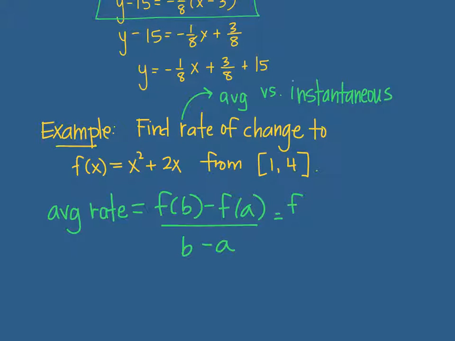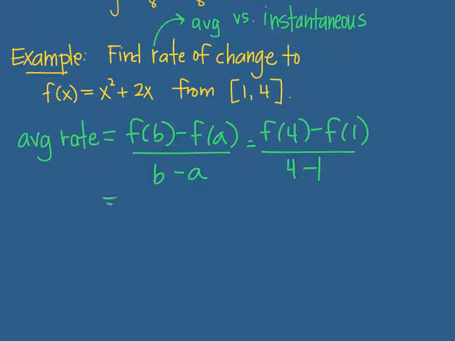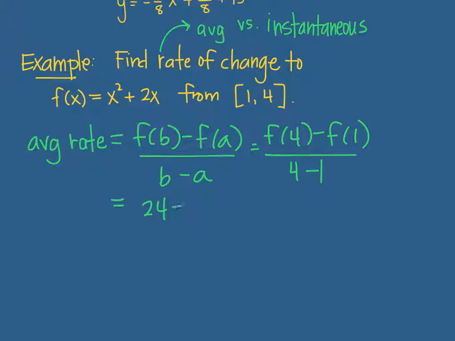So that's going to be f of 4 minus f of 1 over 4 minus 1. And you're just simply plugging in. This doesn't take calculus or anything at all. We're just plugging 4 into the function. So 4 squared is 16 plus 8. So we're looking at 24 minus f of 1 is 3 over 4 minus 1. So we've got 21 over 3. So the average rate of change is 7.